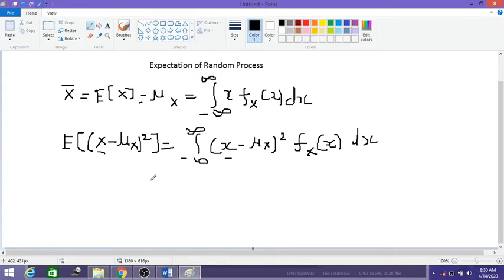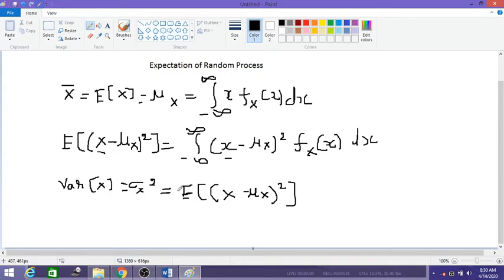Now if we write the variance of this, then the variance of X is defined as sigma x square, which is equal to the expectation of (X minus mu x) whole square. So it means that the expectation of this is nothing but the variance.